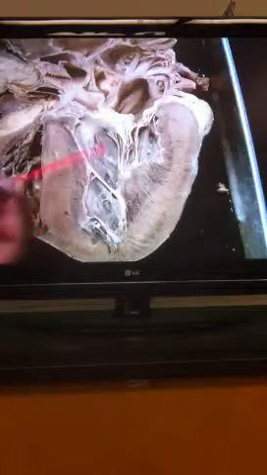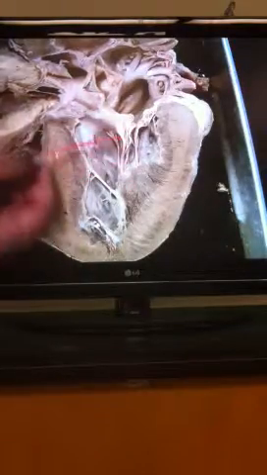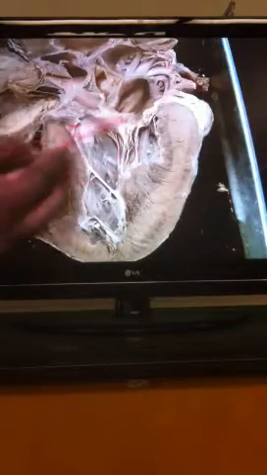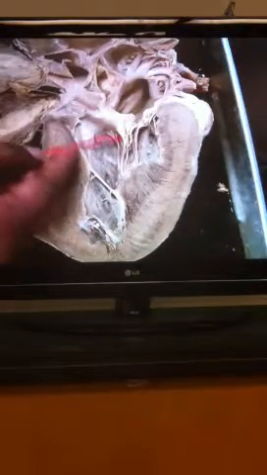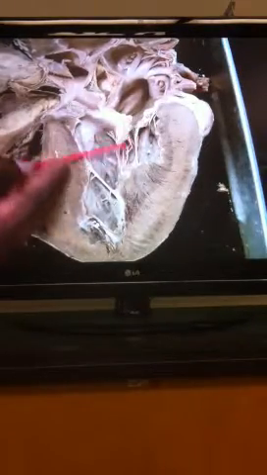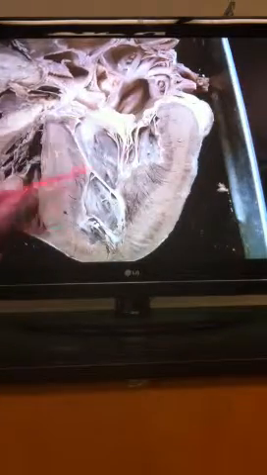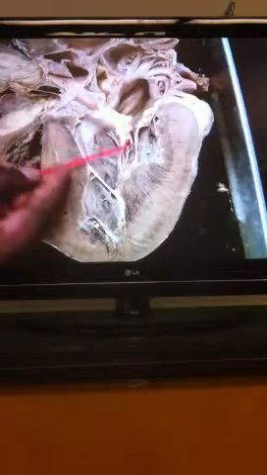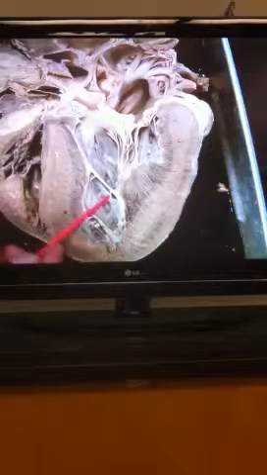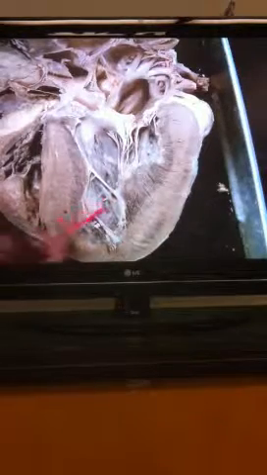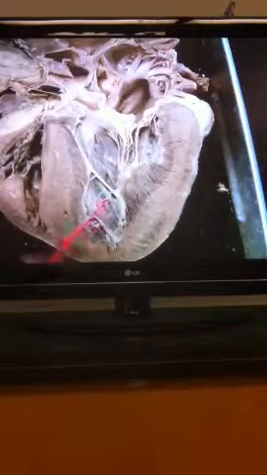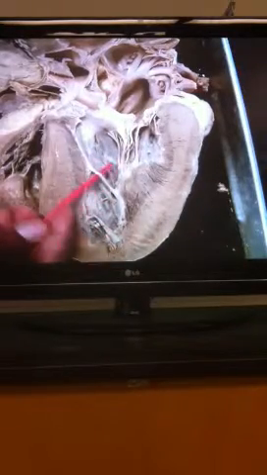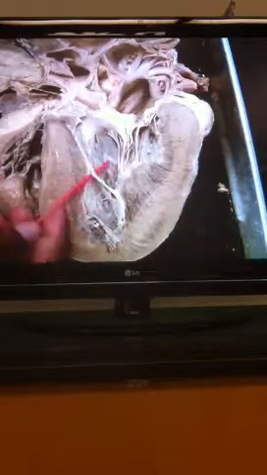Now, if that much is true, Mr. Gilmore, I noticed there are some little cords that insert onto these valves. The cords that insert onto valves are called chordae tendineae. But if you notice, I got these little holes right here in the inside muscle. Those are called trabeculae. Another term that can be called trabeculae is this. It connects from wall to wall.